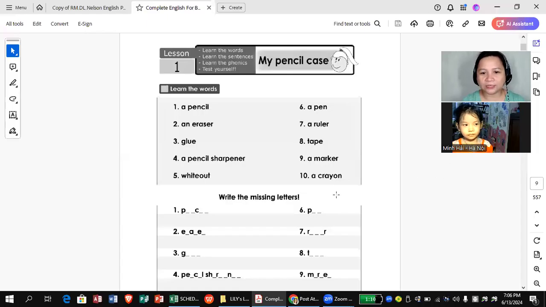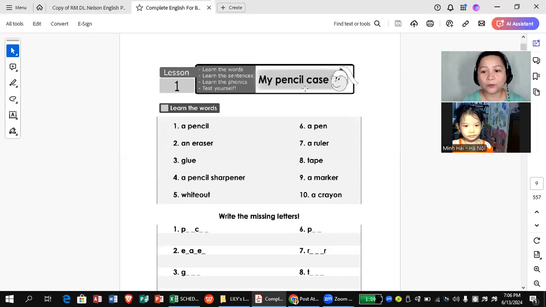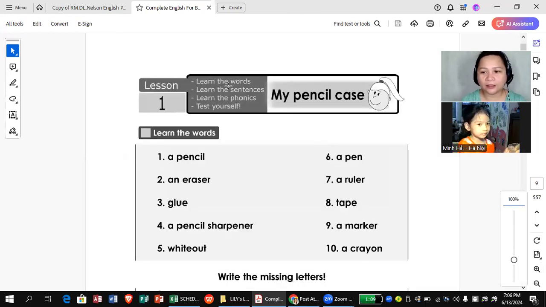Okay, so now I will share my screen. Okay, so this is our new lesson for today. We will learn the words, the sentences, the phonics, and you will test yourself. Okay?